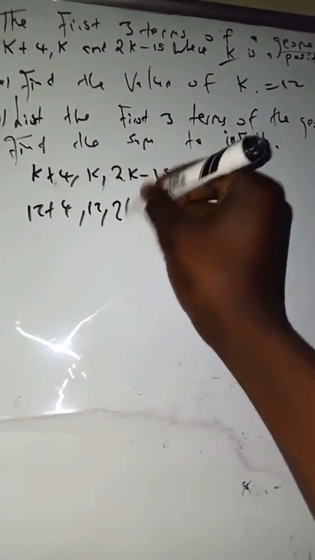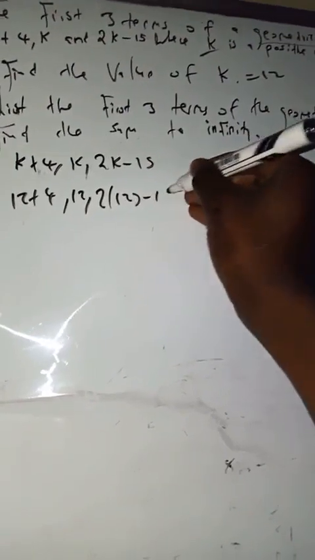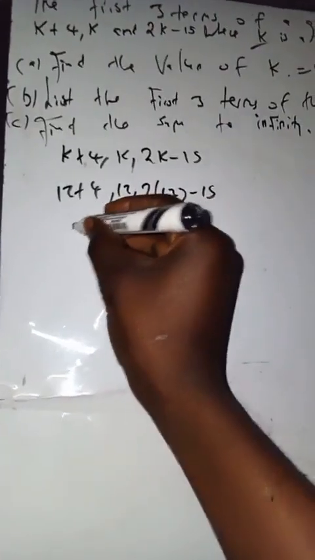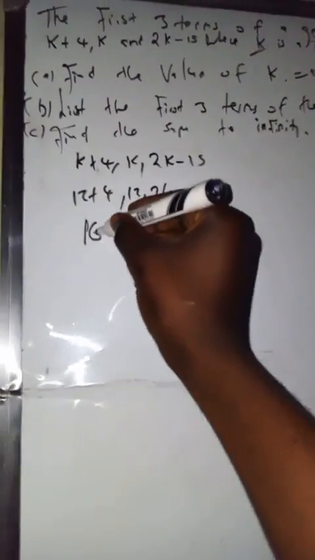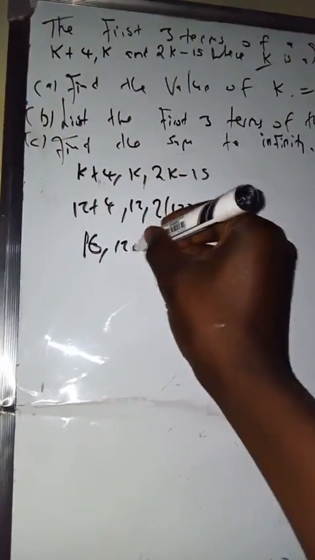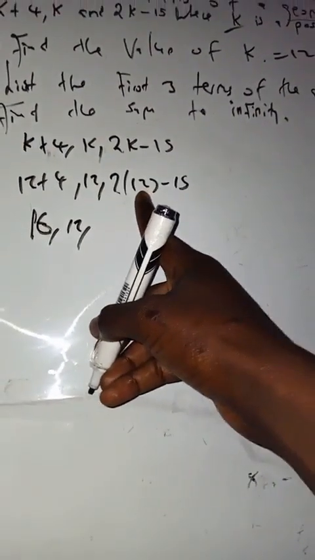So now, here it's all about substituting where there's k. We're saying k is 12, right? So if k is 12, I'm going to have 12 plus 4. Then here 12, then here I'm going to have 2 times 12 negative 15. So this would be what? This would be 16. I'm adding 12 plus 4 is 16. Then here I have a 12. Then here I have 2 times 12, which is 24. Then 24 minus 15, that must be 9.